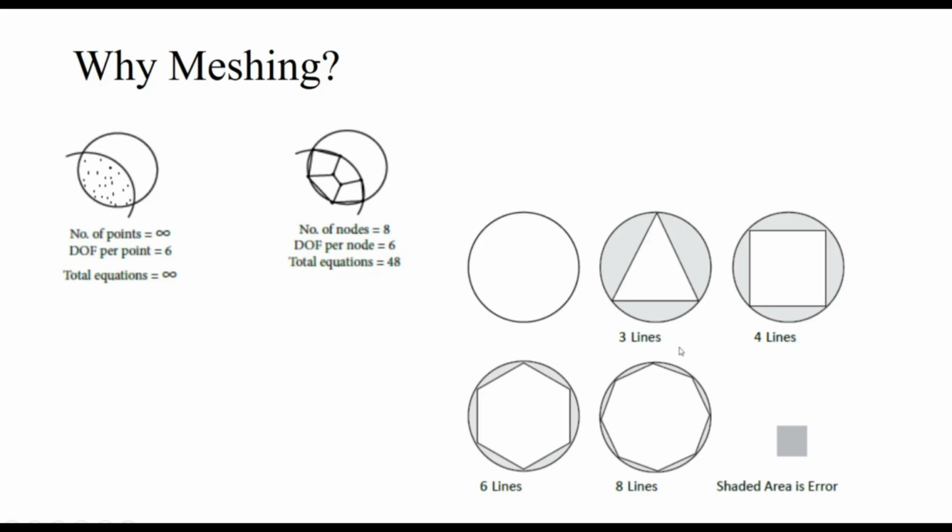Likewise, if I go on increasing the number of sides of this polygon, you see the gap between the circumference of the circle and the polygon decreases. Similarly, when we increase the number of nodes and elements, we get a more accurate result. But this is not always true in every case, and we are going to see about this in the meshing part of our course.